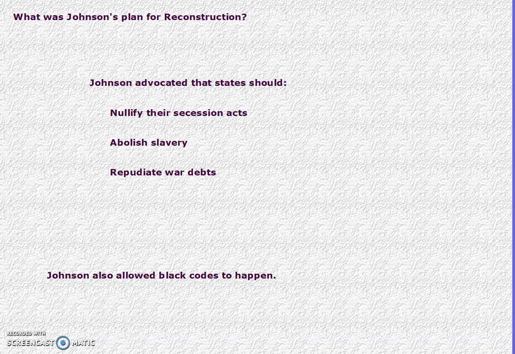He advocated that states should nullify their secession acts, meaning they should say they are not part of the Confederacy anymore. They needed to abolish slavery, and they needed to repudiate war debts, which means he would let go of the war debts and not have the Southern states pay them back. Johnson also allowed the black codes to happen.